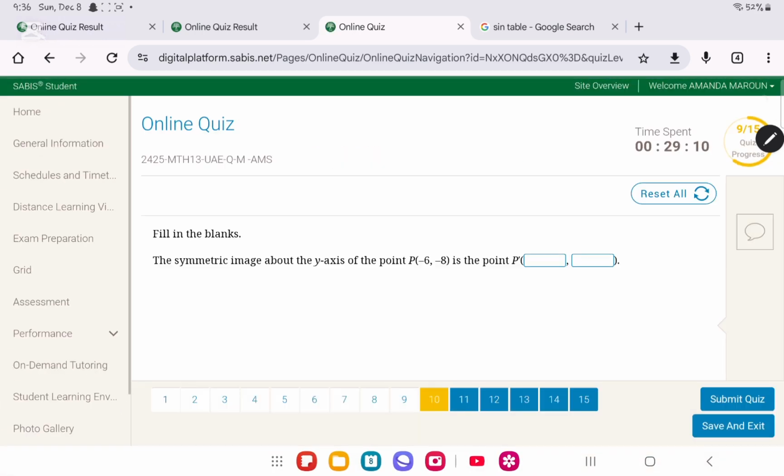Moving on to question number 10, they said symmetric about the y-axis. That means it's even. And when it is even, only the x changes its sign. The y does not change its sign. So minus 6 becomes 6 and minus 8 stays minus 8.